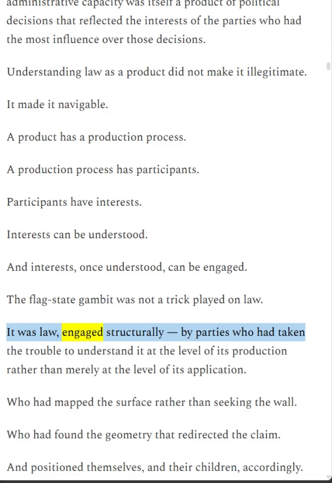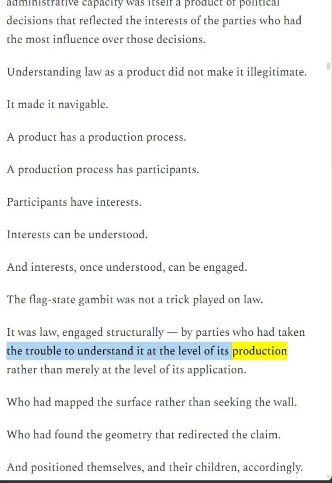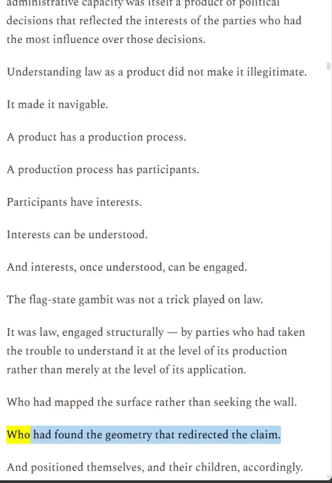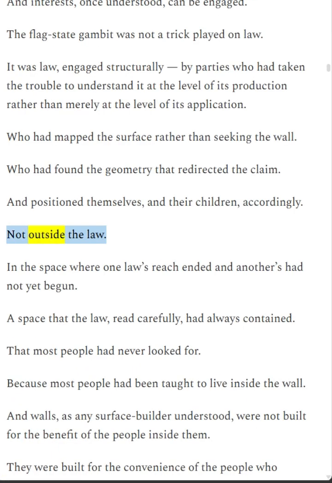It was law engaged structurally, by parties who had taken the trouble to understand it at the level of its production rather than merely at the level of its application, who had mapped the surface rather than seeking the wall, who had found the geometry that redirected the claim, and positioned themselves and their children accordingly, not outside the law, in the space where one law's reach ended and another's had not yet begun. A space that the law, read carefully, had always contained, that most people had never looked for, because most people had been taught to live inside the wall.